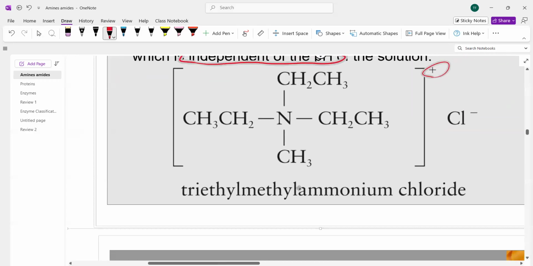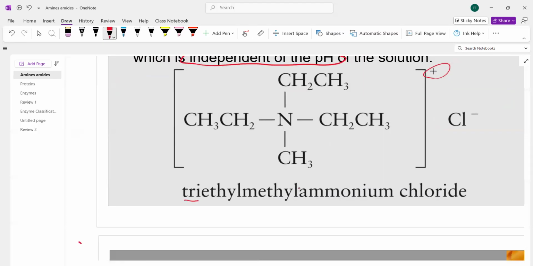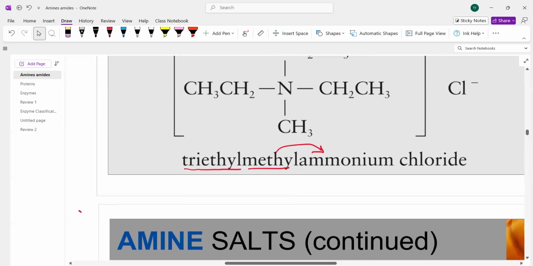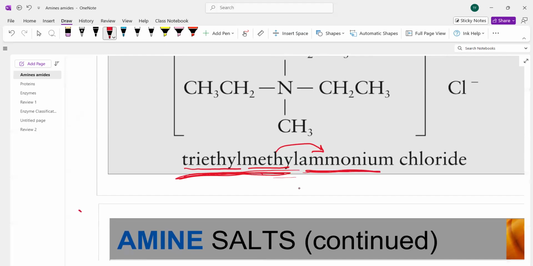So notice we have three ethyls and a methyl, that's 4 attached to the nitrogen. That means that's a quaternary ammonium salt. Okay, to name that, you're going to name the 4 branches off the ammonia, ammonium, and then the anion goes with the salt, chloride.